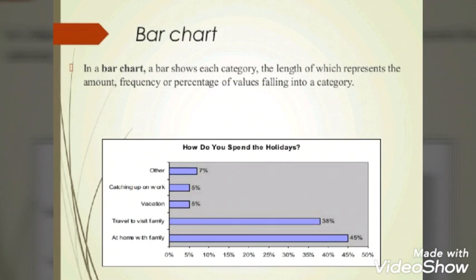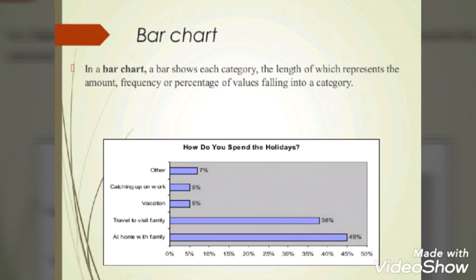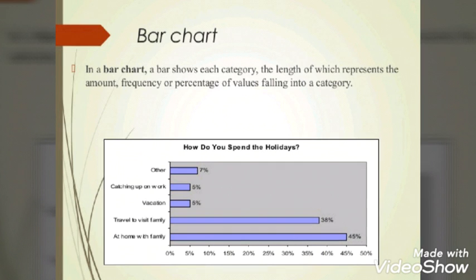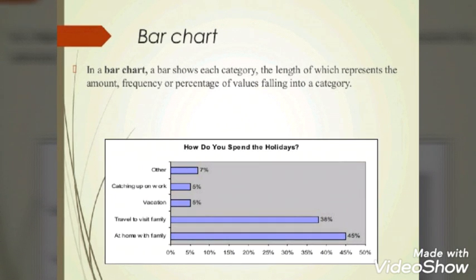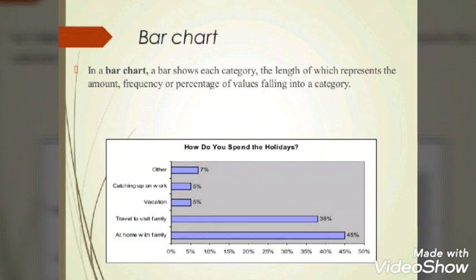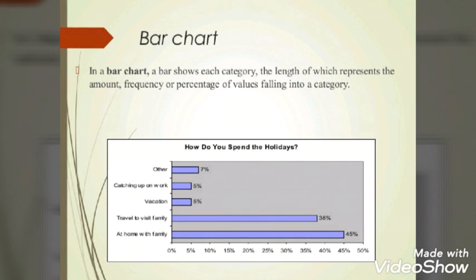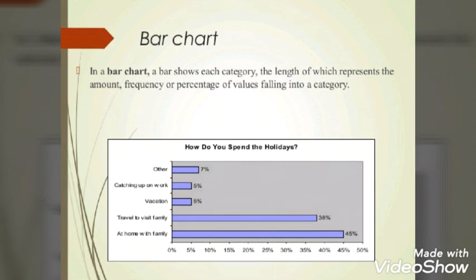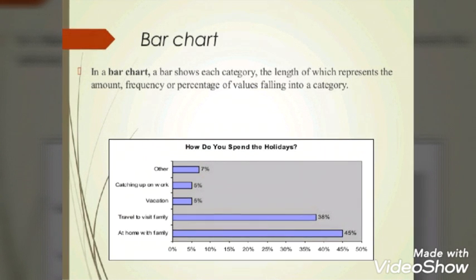Whenever we are collecting any data and we have to present it in a percentage or in a numbering, but mainly in a bar chart we go for the percentage. It is mainly denoted in the bar and it mainly goes horizontally. In a bar chart, a bar shows each category, the length of which represents the amount, frequency or percentage of the value falling into a category. You can also see the diagram of how the values are presented.